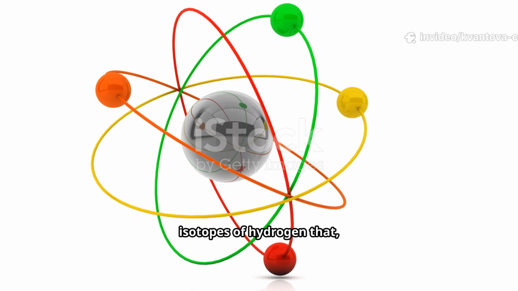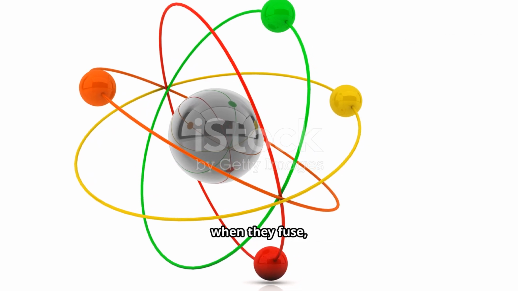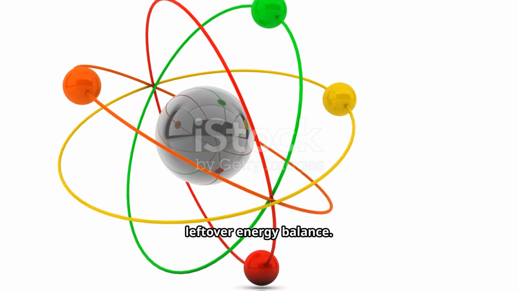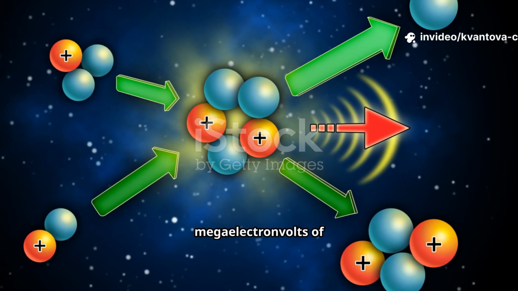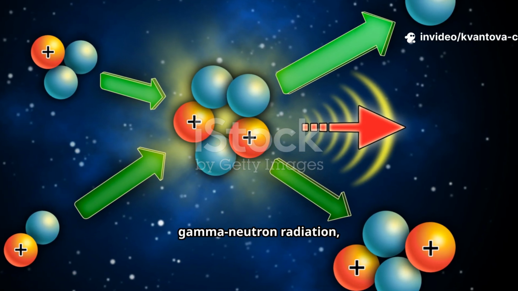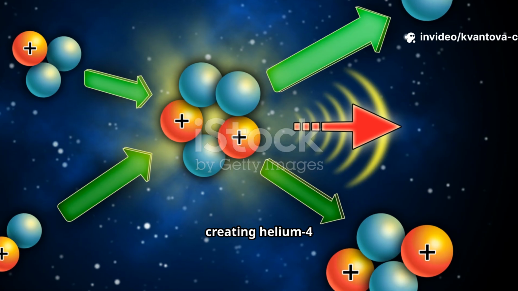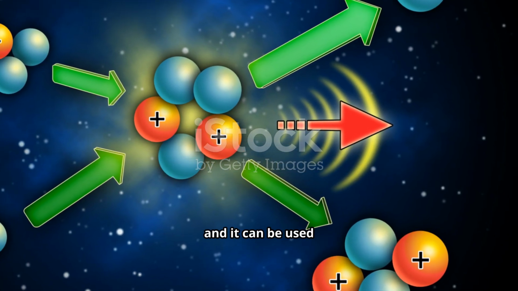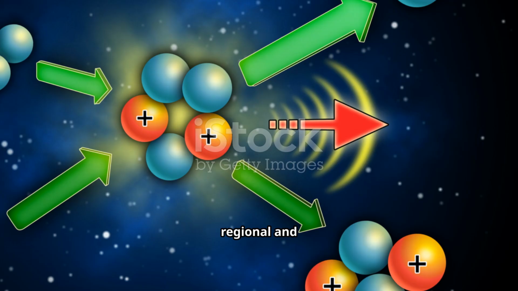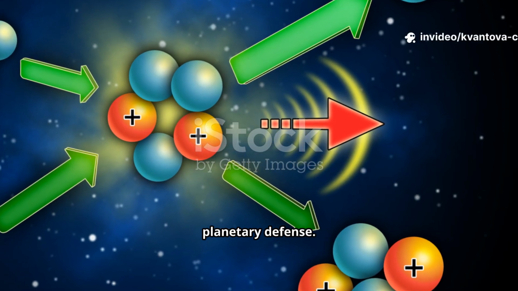These are two light isotopes of hydrogen that, when they fuse, have the largest leftover energy balance, and during fusion they release about 17.6 mega-electron volts of gamma-neutron radiation, creating helium-4 and an electron. I've named the fuel DEUTRINO, and it can be used for energy and for regional and planetary defense.